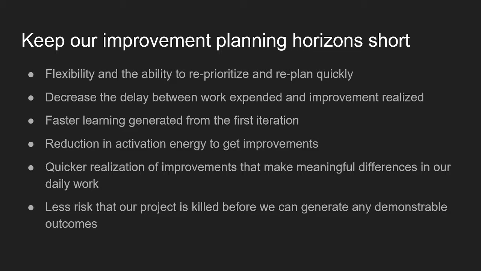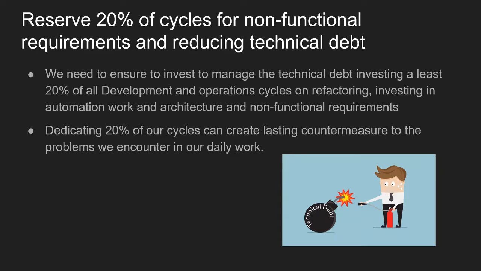If we work toward our goal, we need to make little goals that help us arrive at it. It is the reason we need to keep our improvement planning horizons short. We need to have flexibility and the ability to reprioritize and replan quickly, decrease the delay between work expended and improvement realized, faster learning generated from the first iteration, reduction in activation energy to get improvements, quicker realization of improvements that make meaningful differences in our daily work, and less risk that our project is killed before we can generate and demonstrate outcomes.